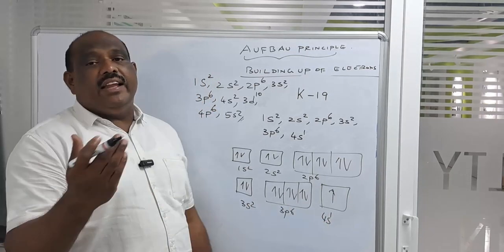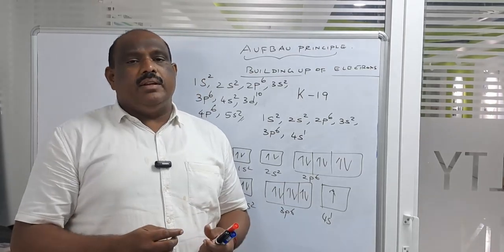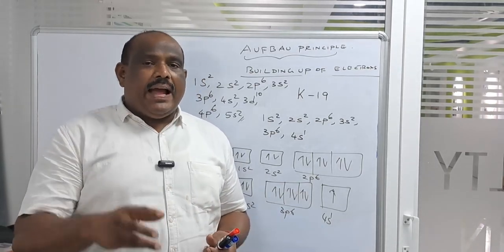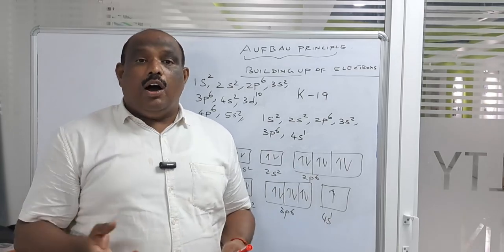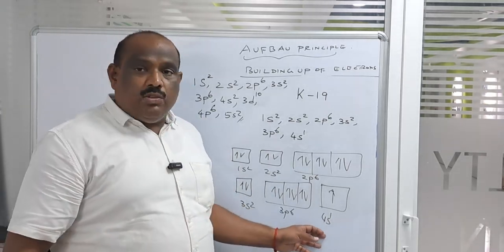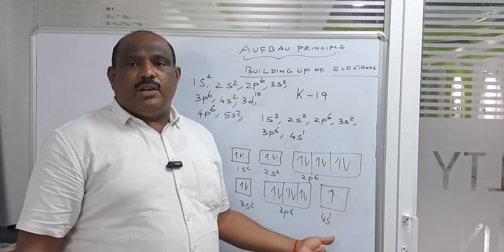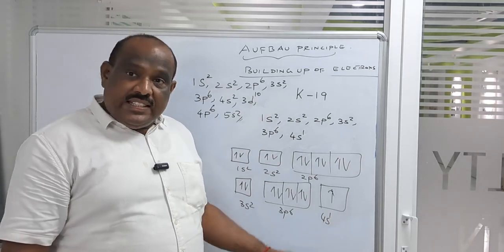Now I can redefine the valency. The redefined valency is nothing but the number of unpaired electrons in the outermost subshell. The outermost what? Subshell. Here the outermost subshell is 4s, and it has only one unpaired electron. So the valency of potassium is 1. So this is the actual meaning.